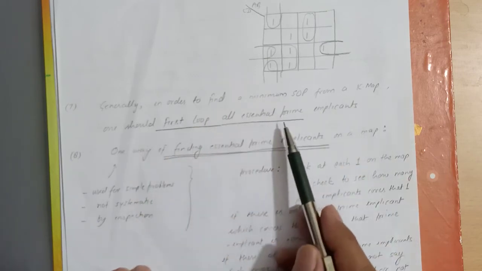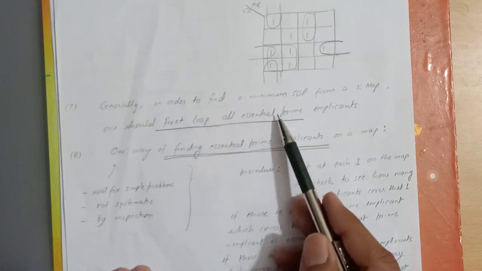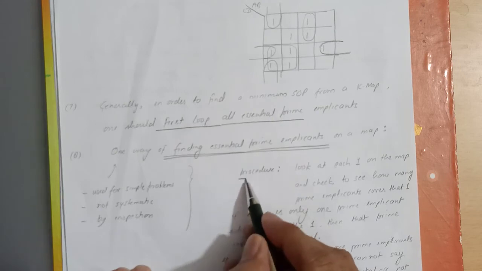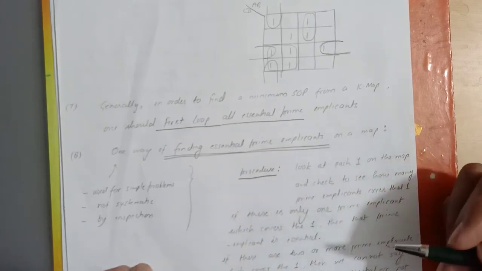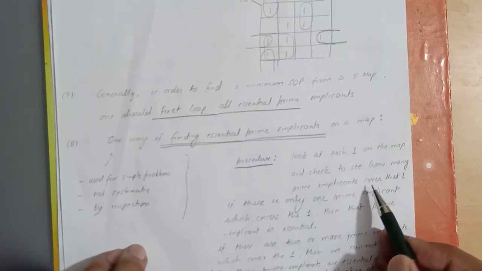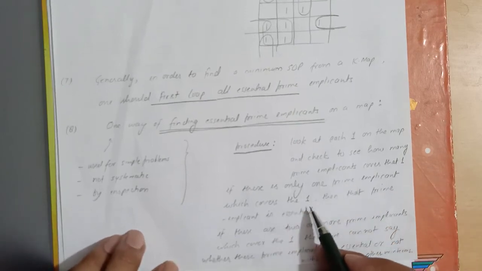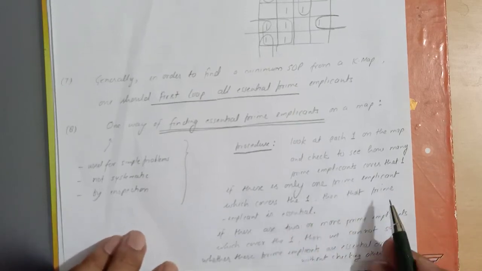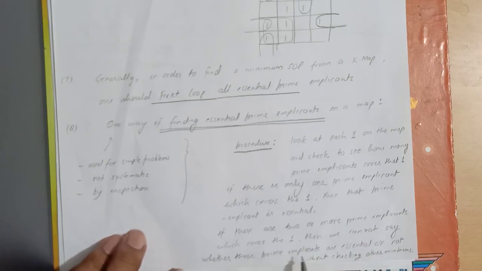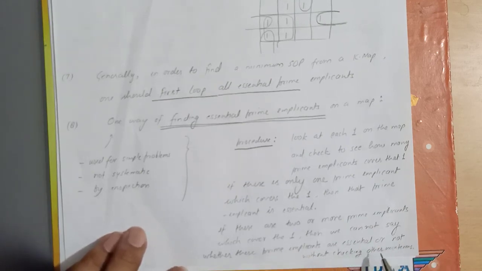We should first loop all the essential prime implicants. And how will we find out the essential prime implicant? This procedure is for simple problems. We just look once at the map and check how many prime implicants cover that one. If there is only one prime implicant that covers the one, then that prime implicant is said to be essential. If there are two or more prime implicants that cover the one, then we cannot say whether these prime implicants are essential or not without checking other minterms.